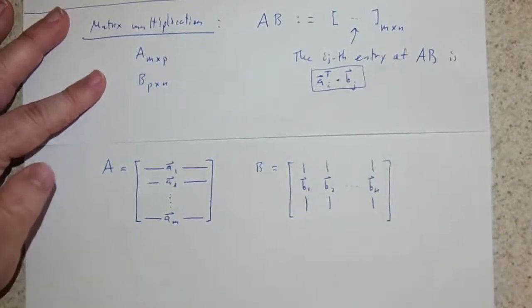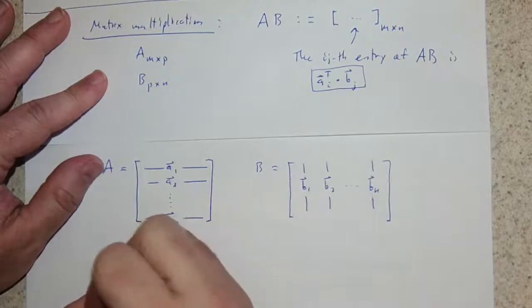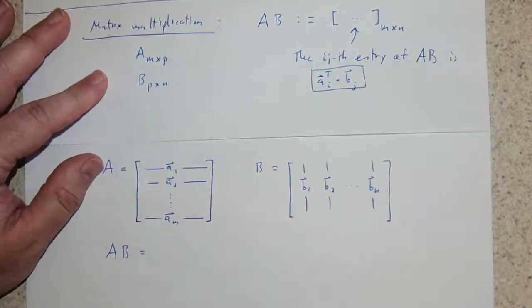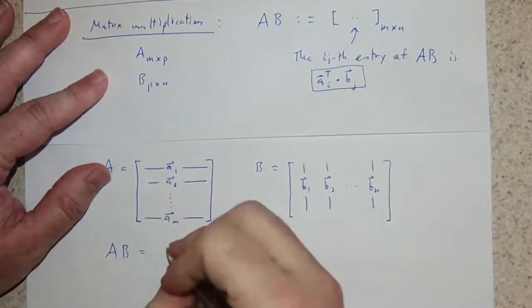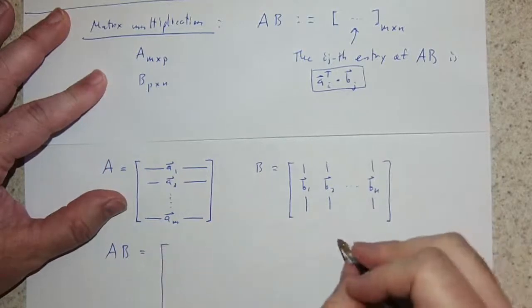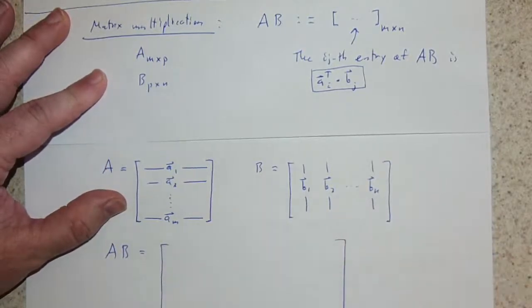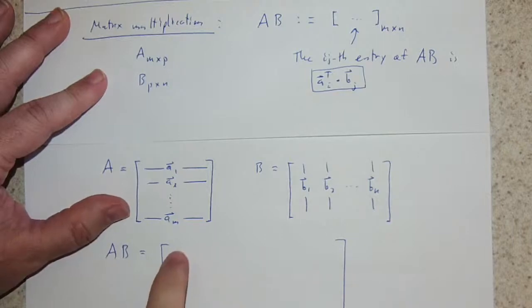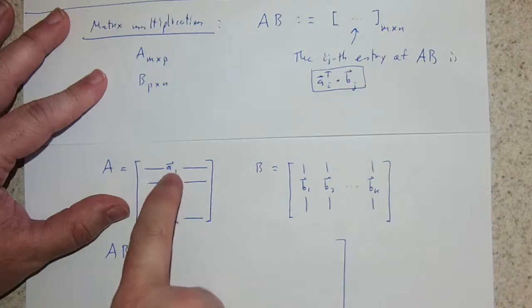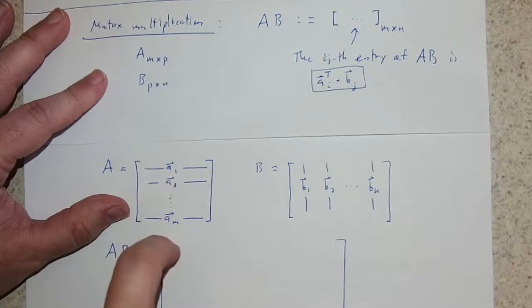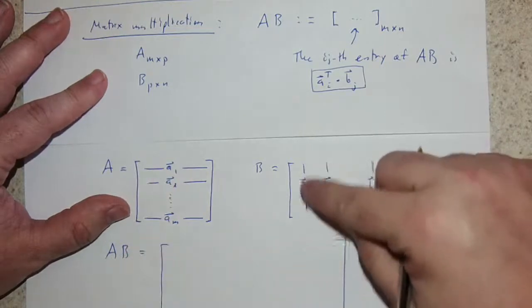So what I do to multiply A times B is I look at the entries here. So what matrix do I get here? Let's start with the first entry. This is the 1, 1 entry. I take the first row of A, I transpose it so that now it's a column vector, and I dot it with the first column of B.